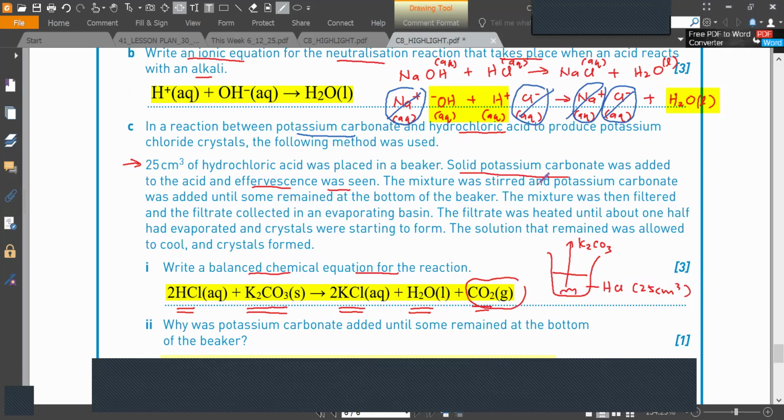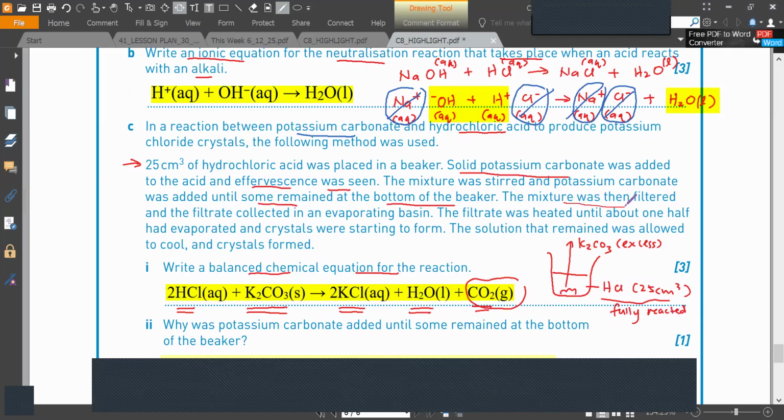The mixture was stirred and potassium carbonate was added until some remained at the bottom of the beaker. So we add potassium carbonate in excess. This is quite important because we make sure the hydrochloric acid is fully reacted. We don't want any hydrochloric acid to remain. Make sure it is fully reacted.